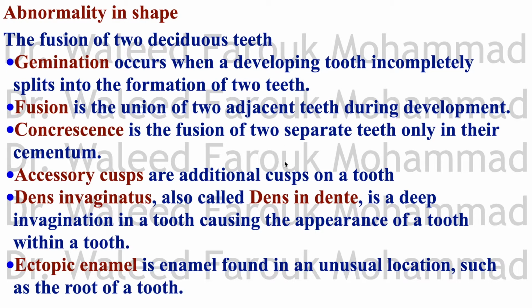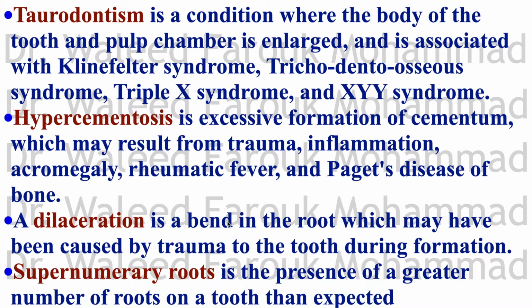Accessory cusps are additional cusps on a tooth. A dens invaginatus or dens indente is a deep invagination in a tooth causing the appearance of a tooth within the tooth. Ectopic enamel is enamel found in an unusual location, such as the root of the tooth. Taurodontism is a condition where the body of the tooth and pulp chamber is enlarged.